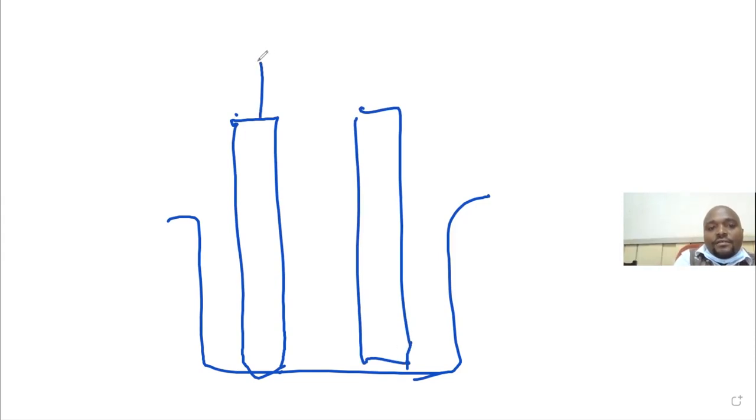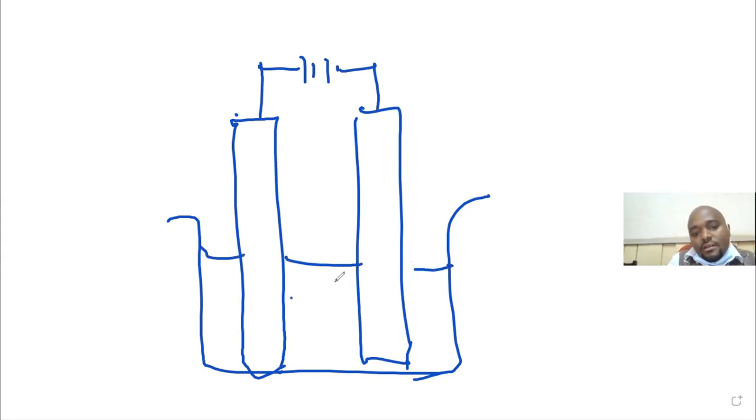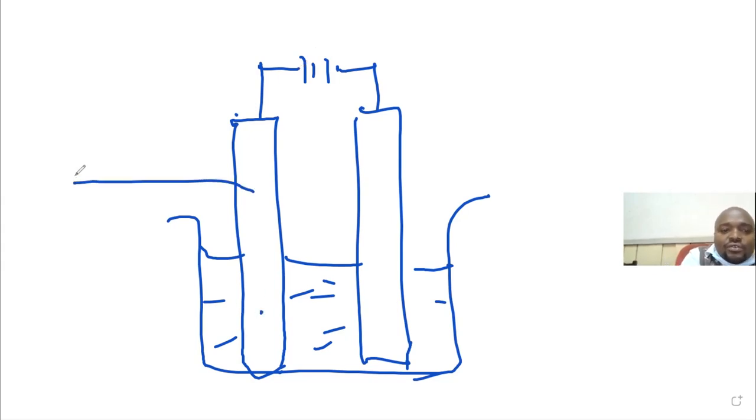Then we have the battery here. Then you are told, show the anode. So check the diagram. The anode is the one with the big arrow here. So in that case, show the one which is inside, not here. This will not be the anode.